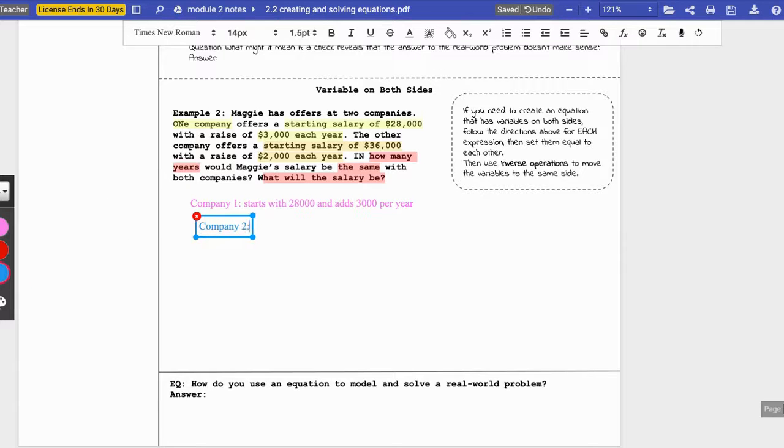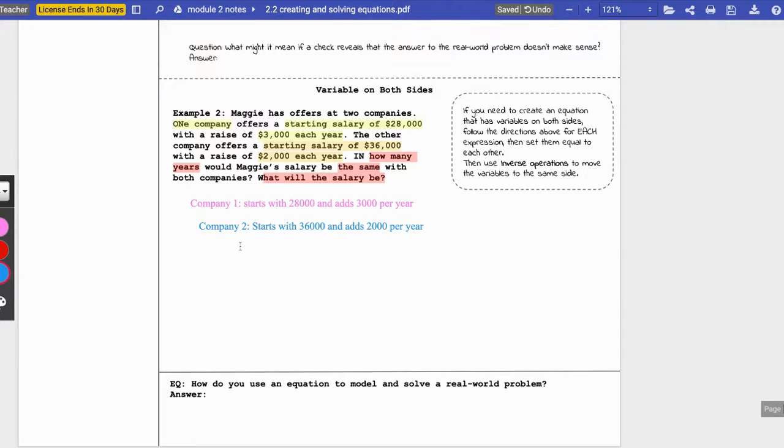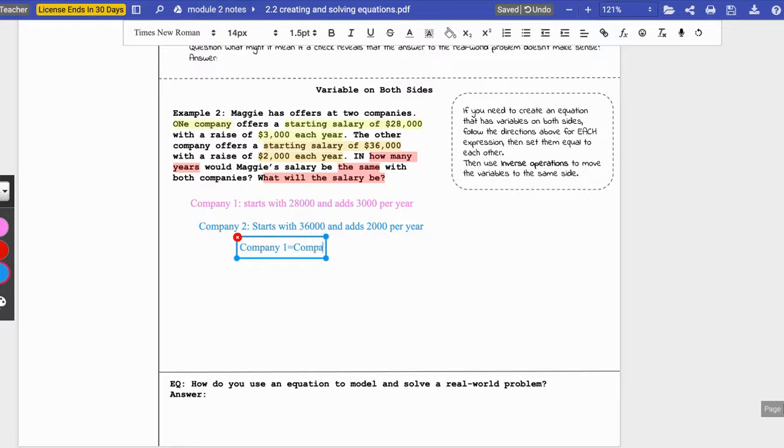Company 2 starts with 36,000, so a lot more, and adds 2,000 per year. What we want to know is when does company 1 equal company 2? So whenever you want to find out when two things are the same, you set them equal to each other, and that's going to tell you when they're the same.